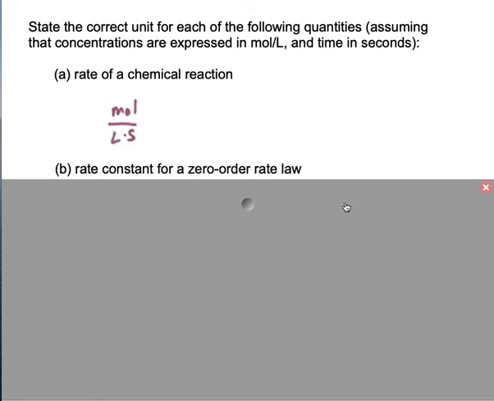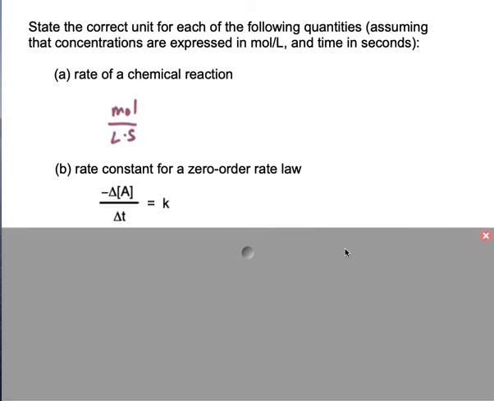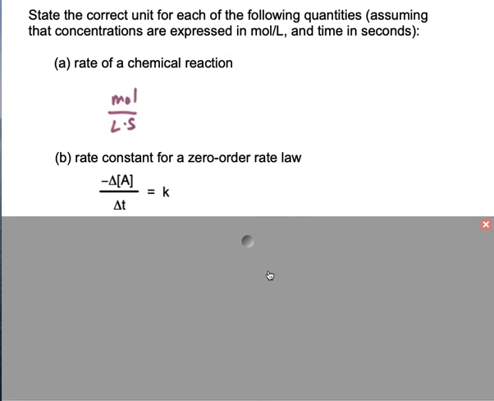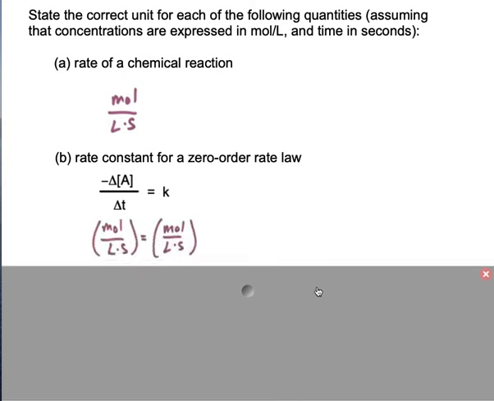To determine the unit on the rate constant for a zero order rate law, well, I'll write out my zero order rate law. The rate is simply equal to K times the concentration of A to the 0 power, which is 1. For a zero order rate law, the rate of reaction is constant. The rate is equal to the rate constant. Therefore, the unit on the rate constant is simply equal to the unit of rate, mole per liter per second.